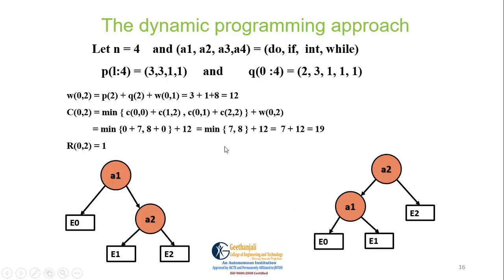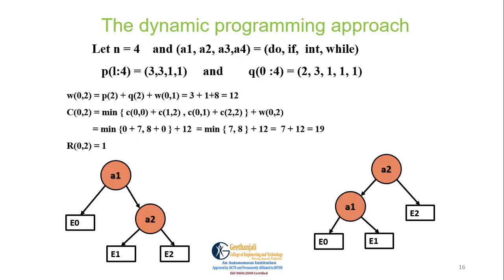So that's why you will be taking 7 plus 12, which will give 19. So what is the cost of the tree? It is 19. Because of which node as a root node? Because of A1 as a root node. Okay. So the first tree is an optimal tree when compared to the second one. So that is how you got it from the mathematical one. So R of 0 comma 2 is equal to 1, which is nothing but A1 as a root element. Any questions for this one? You can ask now.